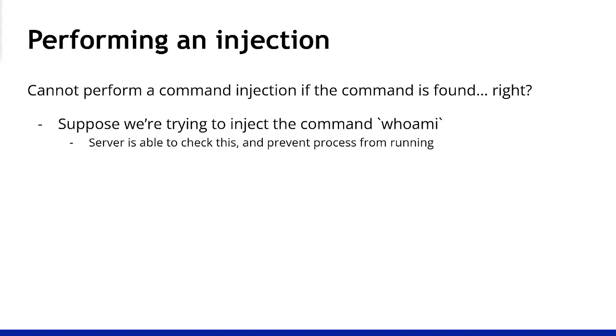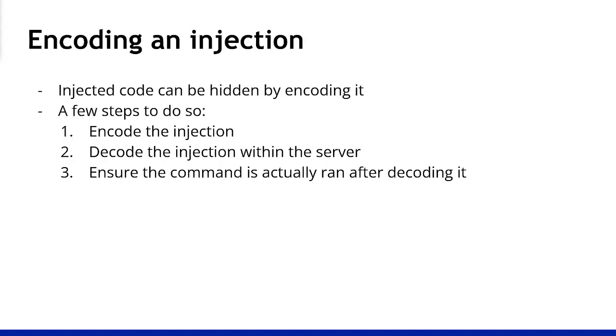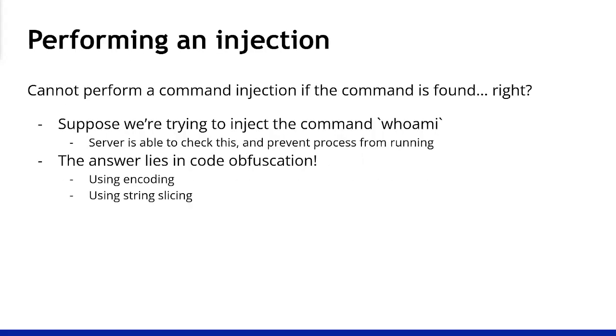Within the pseudocode, we saw that the server just went through a list of commands, included whoami, and checked if our input has it. And if it did find it, well, it prevented the server from running said command. But what we can use to our advantage is code obfuscation. So there's two ways of doing it. We can either encode or slice whatever we're trying to do.